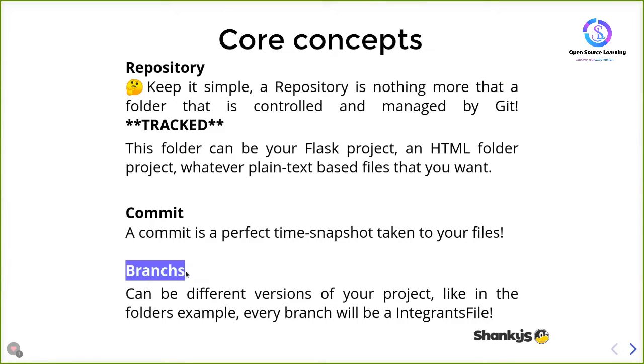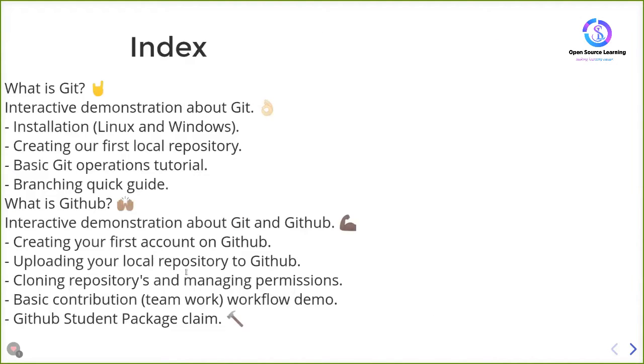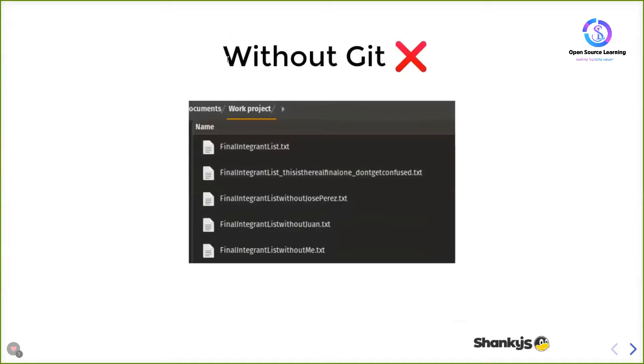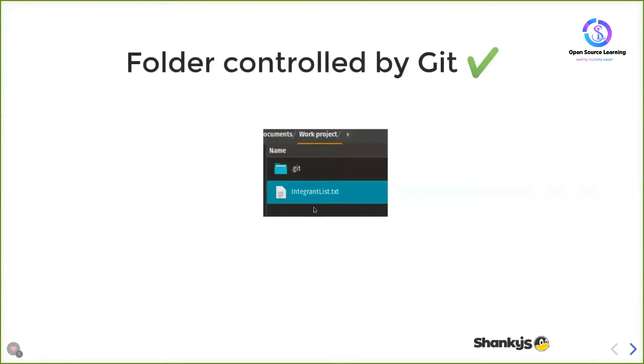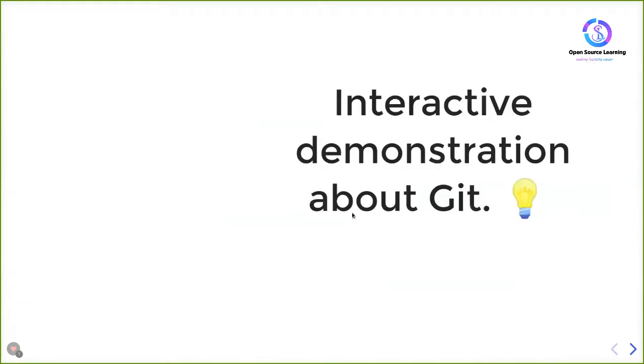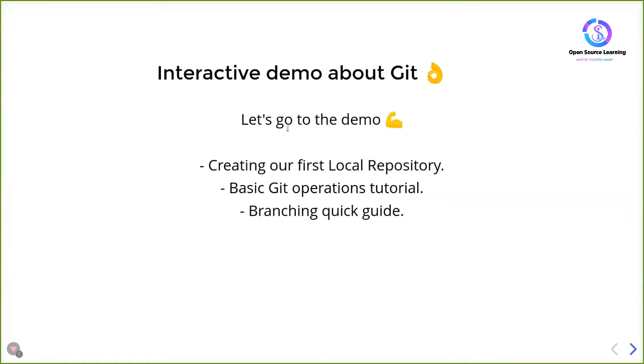Knowing that, we have to know what is a branch. A branch can be different versions of your project. Just remember the folders example. Every branch will be an independent file. So if you remember that example, every one of these files can be just one branch, but you are going to see just one file. But you are going to see that if you have several branches, you can have different content for a single file. So we are going to see that after this. So now, please move to the demo.